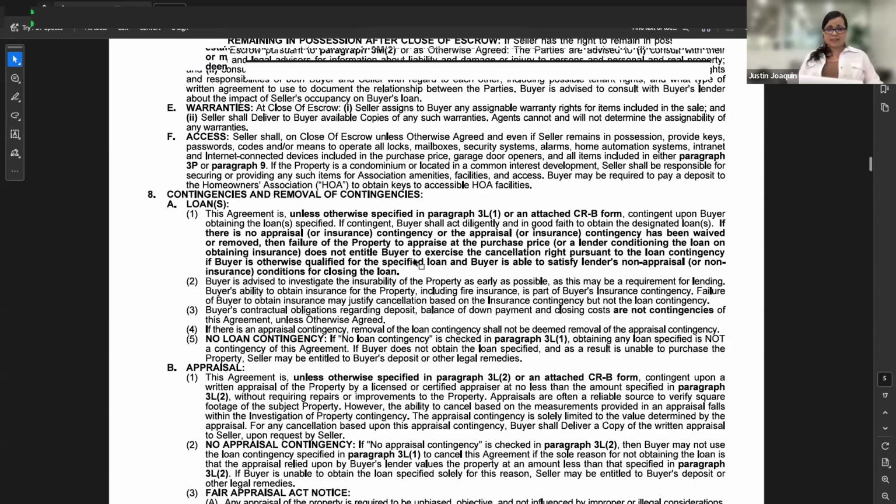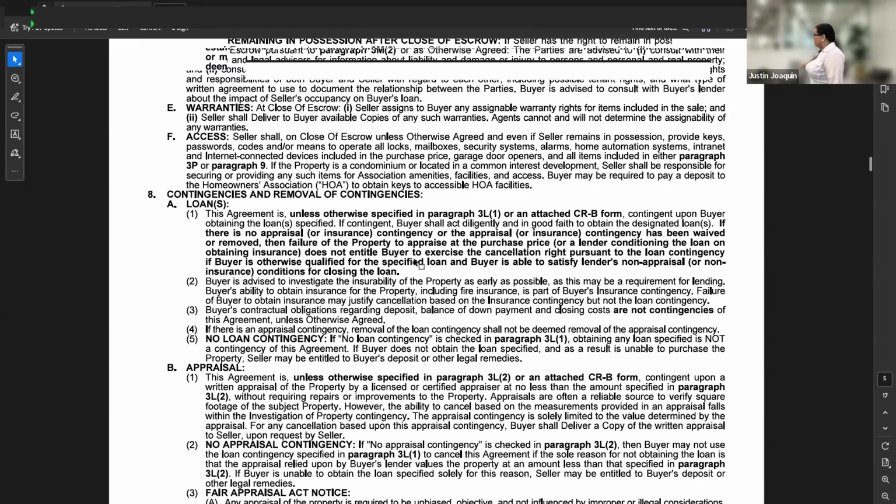And then access. The thing about access that I like to point out is the very last sentence, because the first part is very obvious, right? You've got to make sure you give access, operate all locks, mailboxes, and so forth. But what's important about this one, because I've handled several disagreements that resulted from this, is the very last sentence in F: buyer may be required to pay a deposit to the HOA to obtain keys to accessible HOA facilities. That's come up, so we've got to pay attention to that.